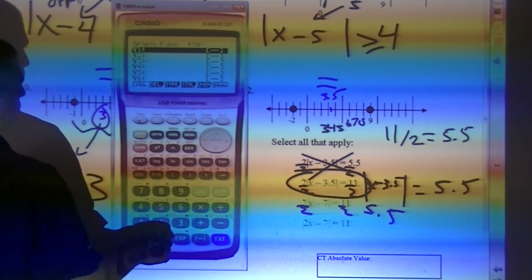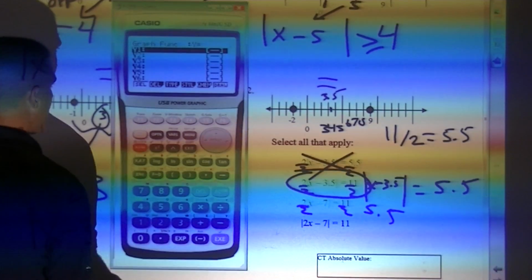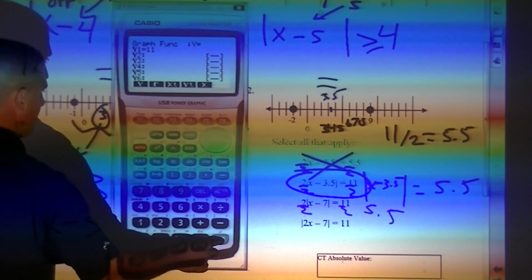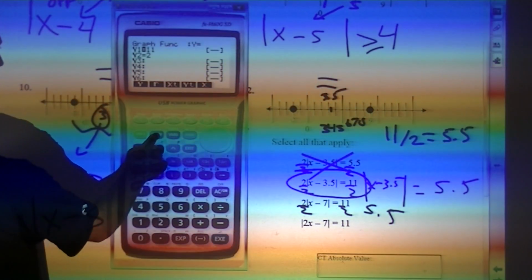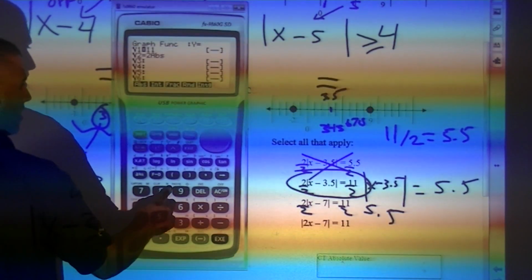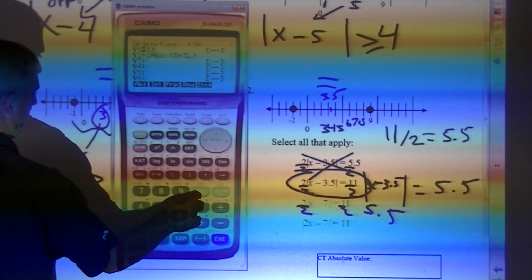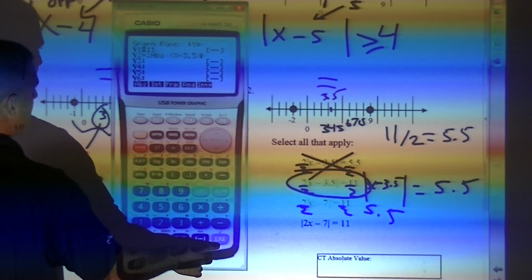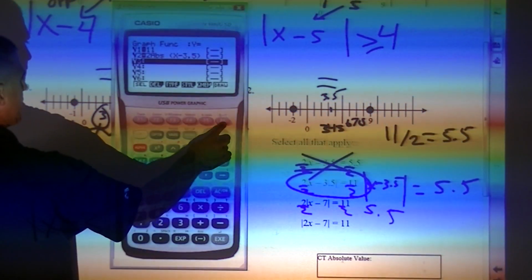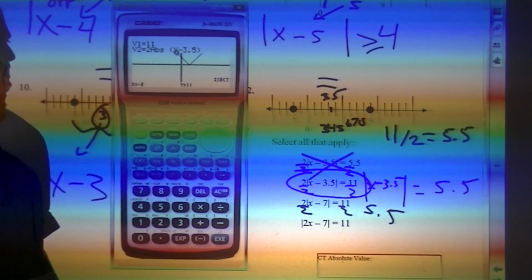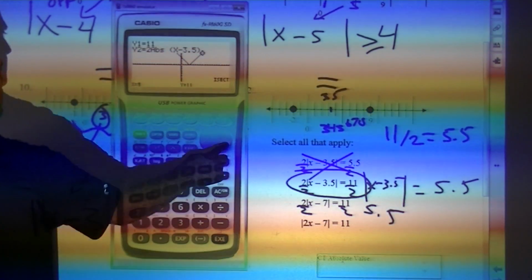I'm going to type y equals. If I wanted to check my answer here, I would put 11, 2, option num, ABS, x minus 3.5. Now, what should happen is I should have points at -2 and 9. So if I drew that, G solve intersect, I got a point at -2, I got a point at 9.